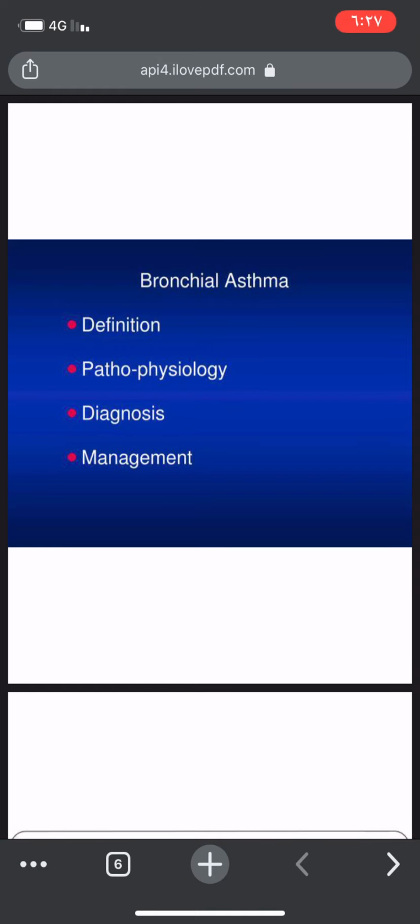My name is Ali Muhammad Alsharif, 6th-year medical student. Today I will present this presentation which is talking about bronchial asthma in brief. This is our objective. First of all, we will start with the definition. After that, we will go to the pathophysiology of bronchial asthma, then diagnosis, and last but not least, management.